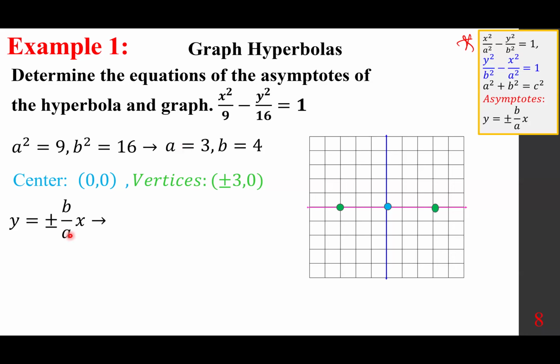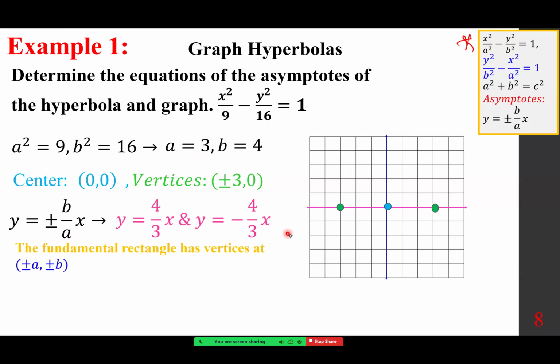Since y is plus minus b over a times x, we have plus minus 4/3 x. So we have 4/3 x as well as negative 4/3 x. And you can graph those two lines easily. The fundamental rectangle has the following vertices. Because it's centered at 0, 0, it's plus minus a, plus minus b. That creates the following 4 pairs. Remember, a is 3, b is 4. So negative 3, negative 4, negative 3, positive 4, positive 3, negative 4, positive 3, positive 4. That's what it creates.